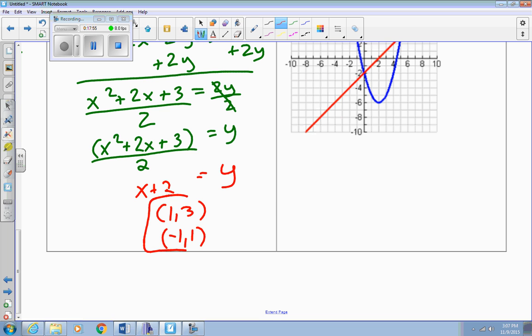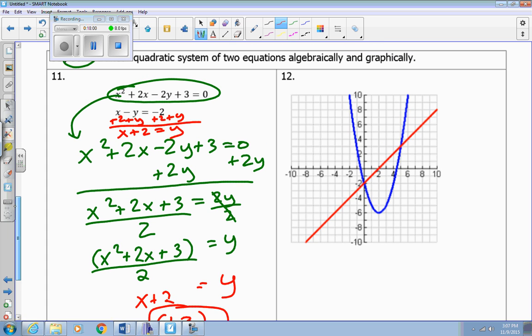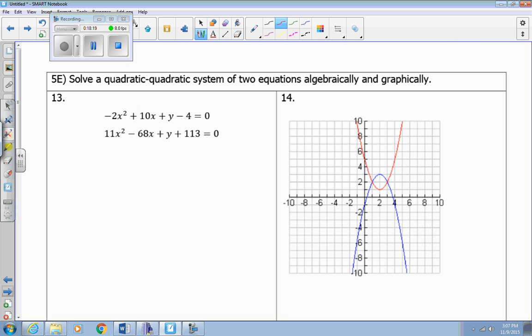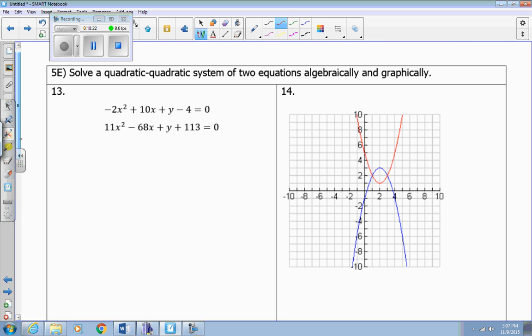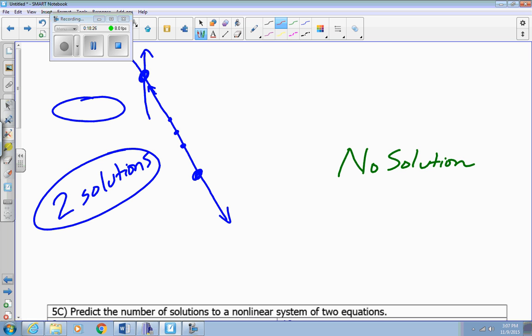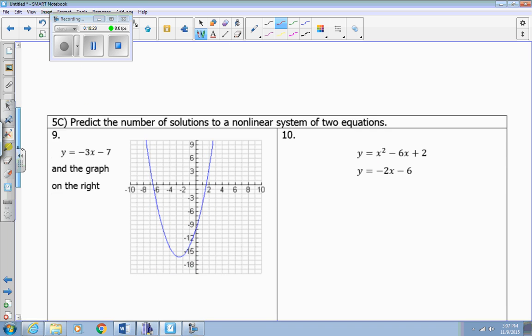For number 12, pretty easy. That's a whole question. We have 5, 3 is one of your solutions, and 0, negative 2. And those are your solutions when you have 2 equations on the same graph. Okay, number 13 is going to be very, very similar to number 11.